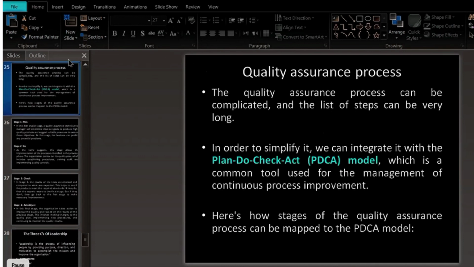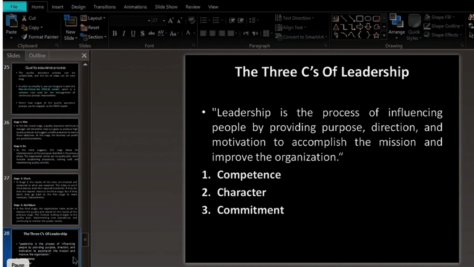If you allow me, can I say a few more lines about quality assurance, madam, please? Please continue. Thank you so much. Yes. On slide number 22, he was asking about how to increase quality assurance skills. On slide number 25, he was asking about quality assurance through PDCA, plan to check. And on slide number 28, we were discussing leadership with respect to the 3 C's.